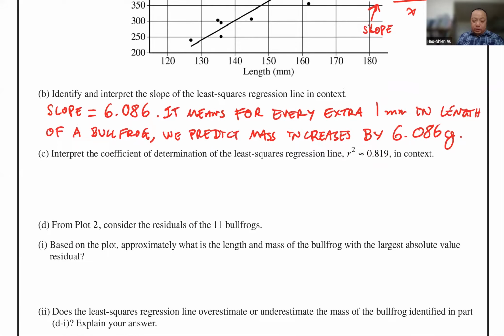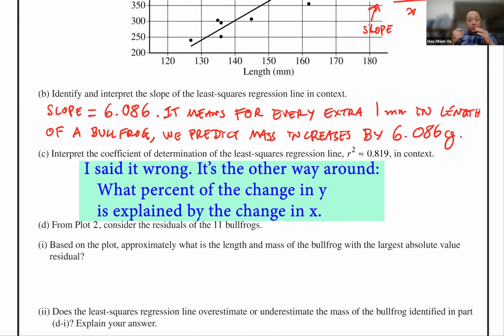Part C, interpret the coefficient of determination of the least square regression line, r squared equals 0.819, in context. R squared represents what percent of the variation in y is explained by the variation in x. Make sure you use the word explain and not something else that implies causation. You can use other words instead of explain, such as accounted for or something like that, as long as you use a word that does not imply causation. So definitely saying causes, that's bad.